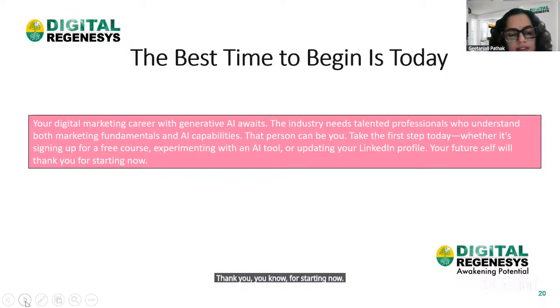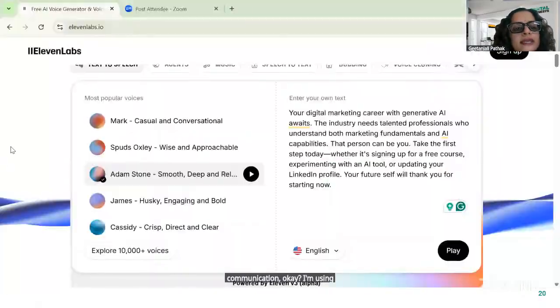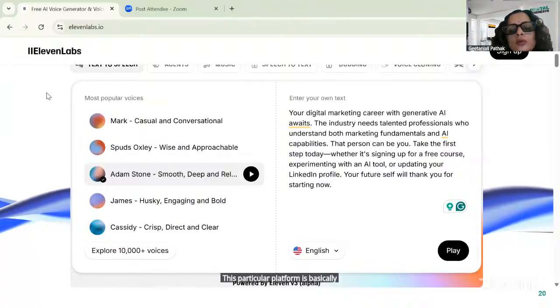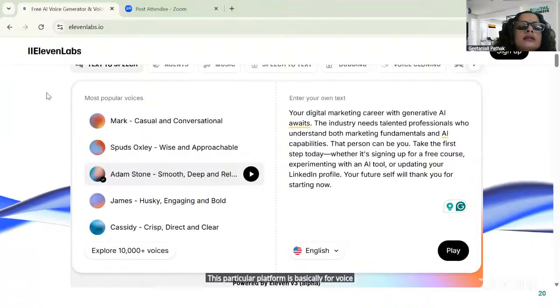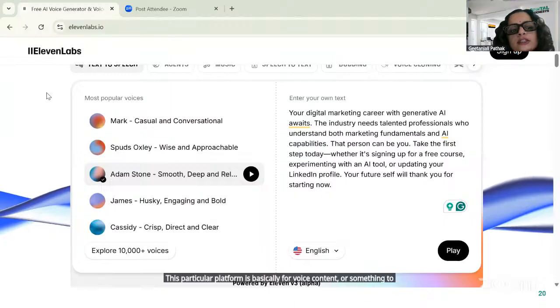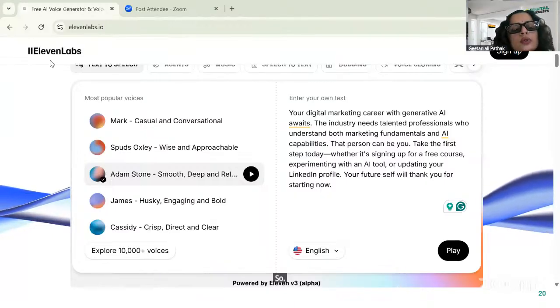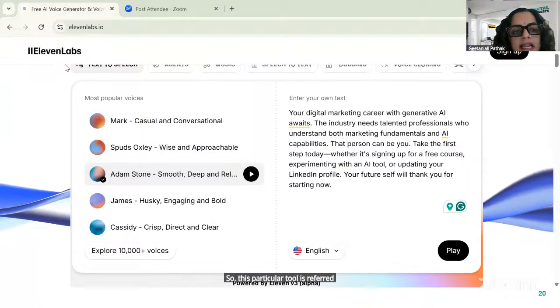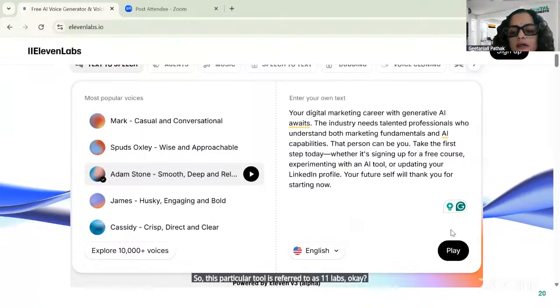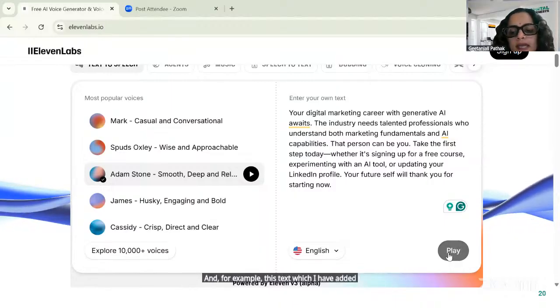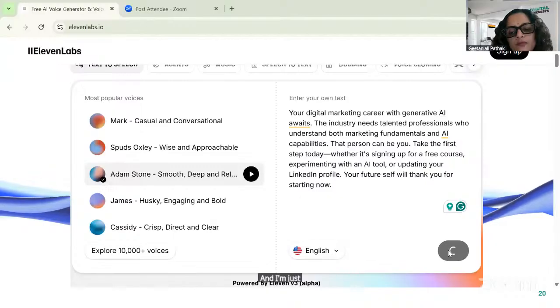For this particular communication, I'm using an AI platform which is basically for voice content, to associate yourself with that kind of audio. This tool is referred to as 11 Labs. For example, this text which I have added over here, I'm just playing it for you as audio.